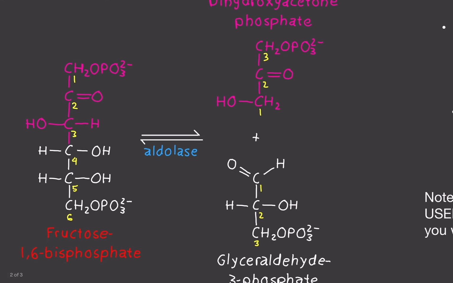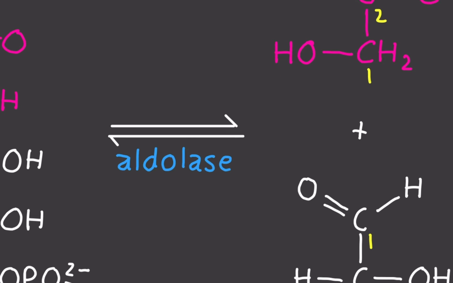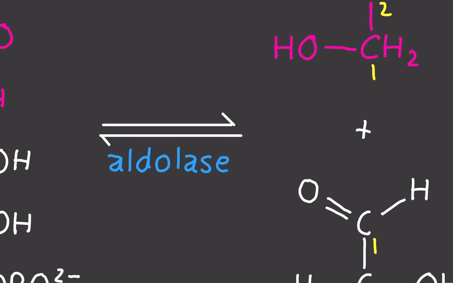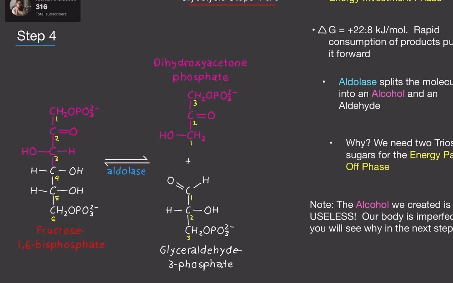So aldolase, well, what is happening here? It's actually in the name, the enzyme name. Aldolase. Ald means aldehyde. Ol, O-L, means alcohol. So what we're doing here is we're creating an aldehyde and an alcohol. The top molecule, dihydroxyacetone phosphate, is the alcohol. The glyceraldehyde 3-phosphate, it's in the name, is an aldehyde.